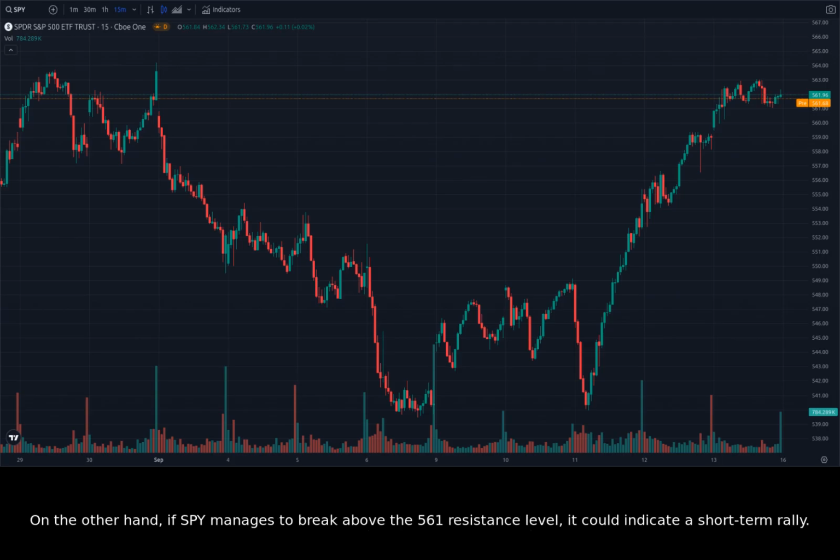On the other hand, if SPY manages to break above the 561 resistance level, it could indicate a short-term rally. In the short term, it's crucial to monitor these levels closely and observe how the market reacts to them. If the price action breaks outside of this range, it could provide a strong signal of the market's direction. The 15-minute chart can be helpful for identifying these short-term breakouts and making tactical trading decisions.